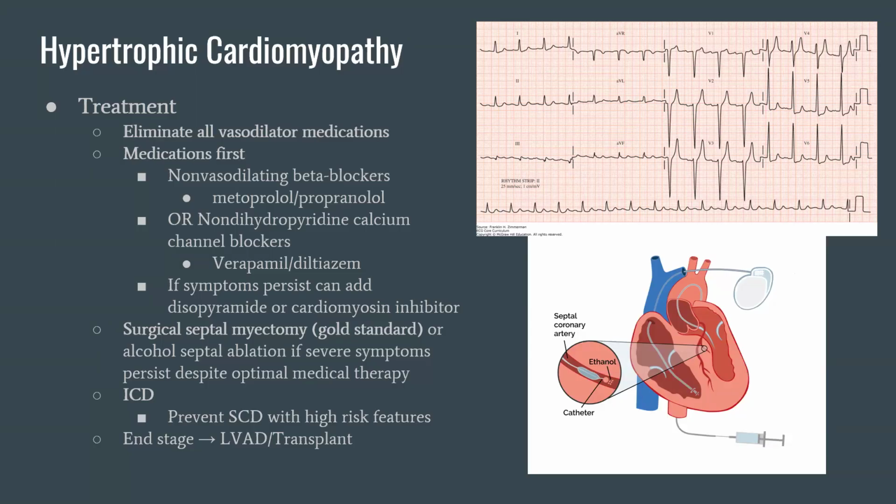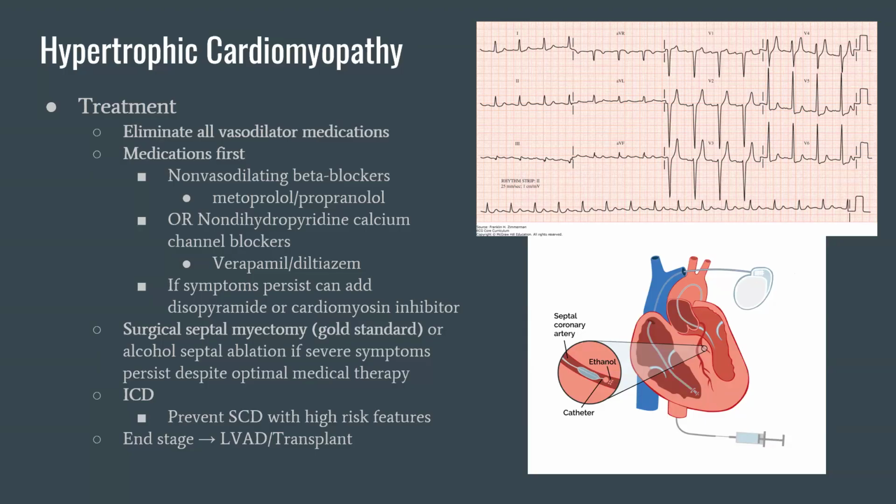If that doesn't work, you can stop the beta blocker and start calcium channel blockers like verapamil, diltiazem. Of course, we don't want to use the amlodipines because those have peripheral vasodilator properties. If symptoms persist, you can add something called disopyramide or a cardiac myosin inhibitor. If those medications don't work, then you can consider a surgical septal myectomy, which is the gold standard of treatment for HOCM patients that fail medical therapy, which is exactly what it sounds like.